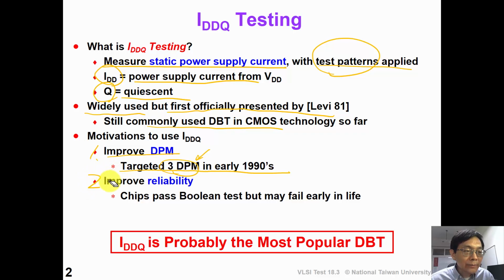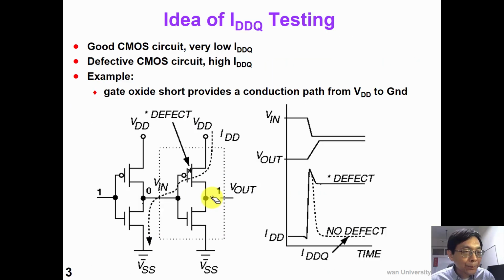And the second motivation is to improve the reliability of our chip, because chips passing Boolean tests may fail early in their lifetime. So IDDQ is probably the most popular DBT that is still in use even today.